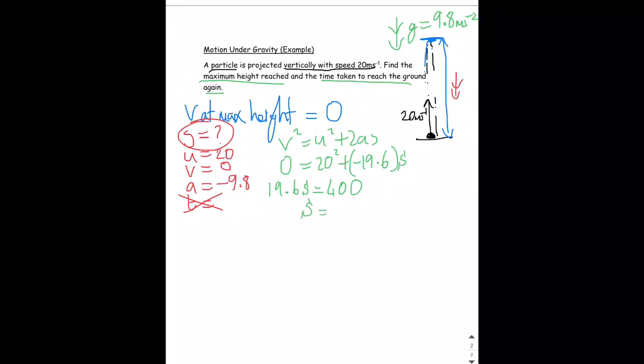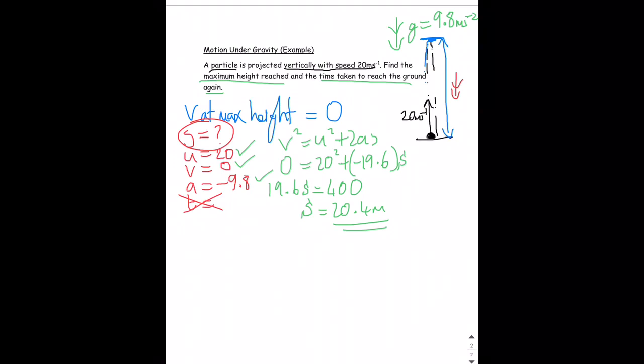So my displacement will be 20.4 meters, 400 divided by 19.6. So that is the max height if I start off with a velocity of 20 until I come to a rest with gravity slowing me down.